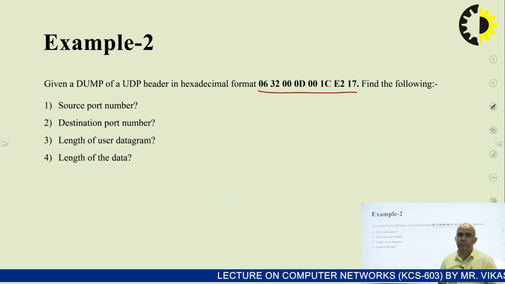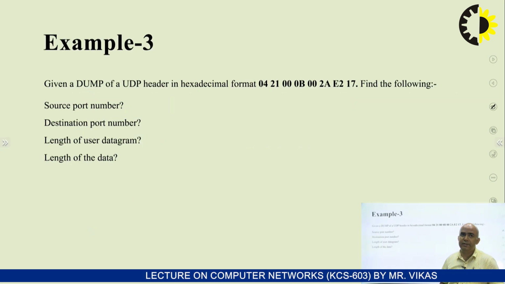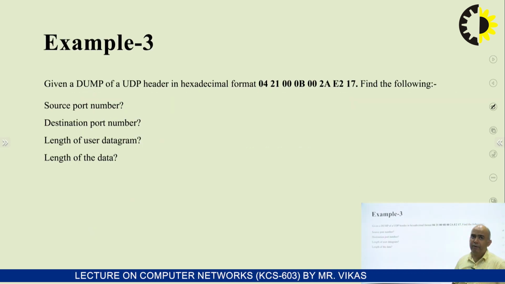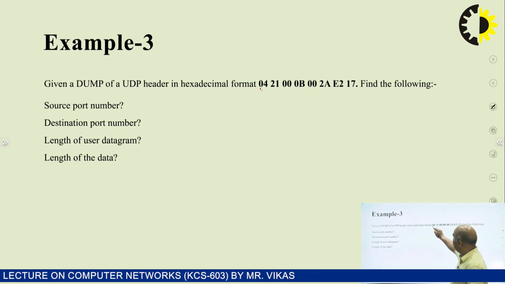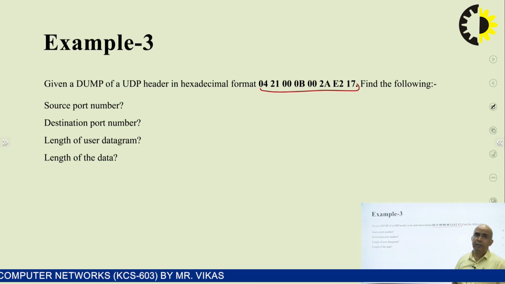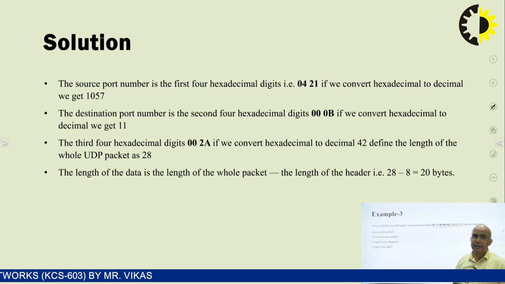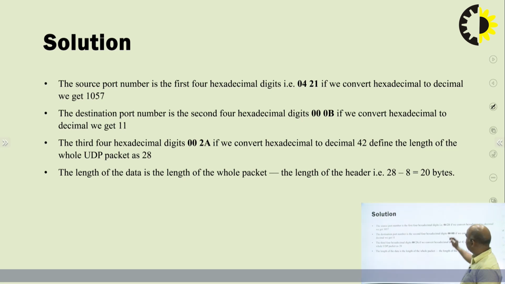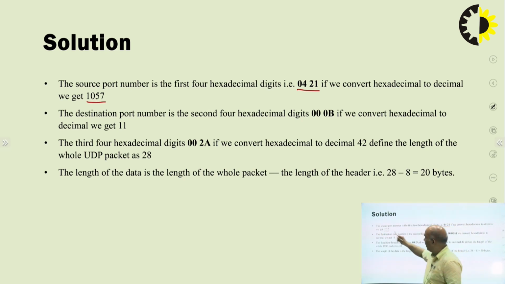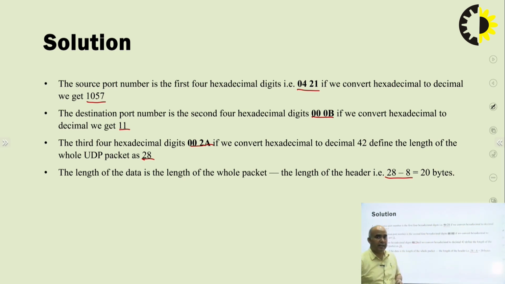Again, here is another example in which we have a UDP header, and this hexadecimal data is being received. Now again we convert this hexadecimal into decimal numbers. So this is the decimal number for this, this is the decimal number for this, and this is the decimal number for this. Again, 28 minus 8 is 20 bytes, which is the length of the data.